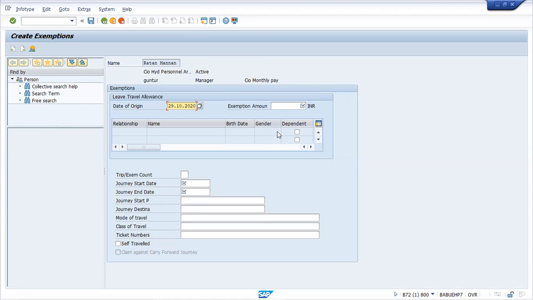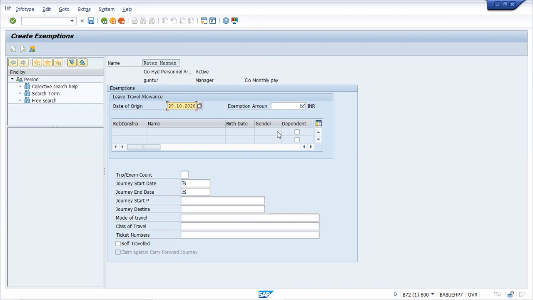In which infotype do we maintain leave absences? Any guess? 7? No, that is the work schedule, the planned working time. Planned working time is your infotype 7, but leave comes under the time management module. 21, sir? No, it is 2001. So 2001 is the infotype where we maintain absences.